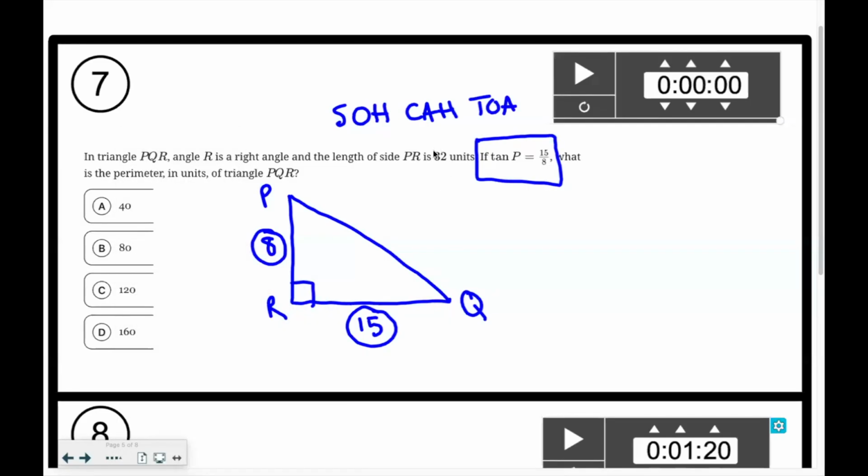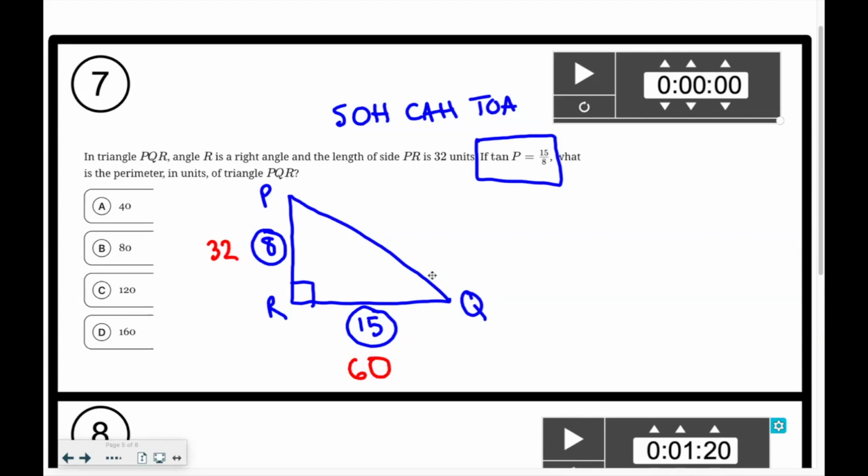They're telling us that the actual side length of PR is 32. So it's not 8, it's really 32, which means, kind of similar to before, we have a scale factor now. We're multiplying everything by 4. So that means this side is 60. And if we want the perimeter, we need this side.